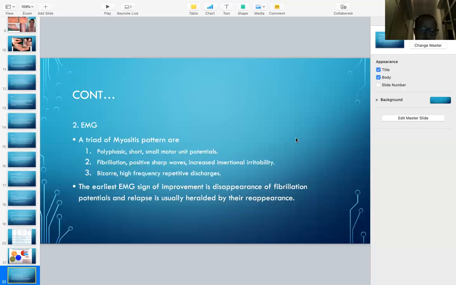EMG you can do subsequently for follow-up of patients. Generally, we don't use EMG for follow-up of patients, but if you do, what you find is the earliest EMG sign to improve is disappearance of fibrillation, and relapse is also heralded by fibrillation reappearance. But we don't use EMG for follow-up of the patients. It's usually for the initial diagnostic workup.